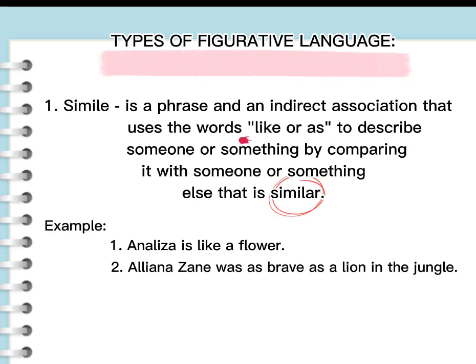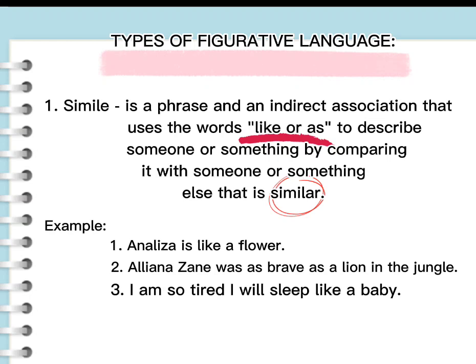Last example. I am so tired, I will sleep like a baby. Saying you will sleep like a baby means you will sleep deeply, but we don't know if that is how a baby will sleep. Some babies sleep well, and others sleep poorly.